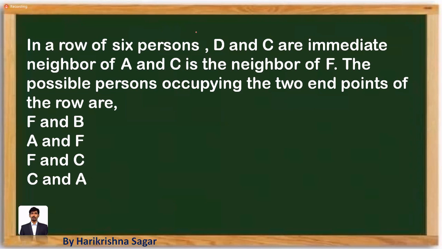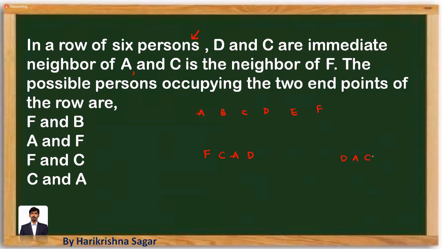In a row of six persons, D and C are immediate neighbors of A, and C is a neighbor of F. What are the possible persons occupying the two ends of the row? There are six persons, namely A, B, C, D, E, F. D and C are immediate neighbors of A, and C is a neighbor of F.